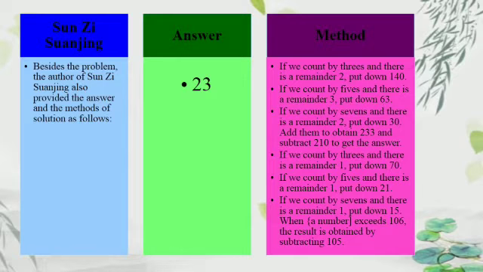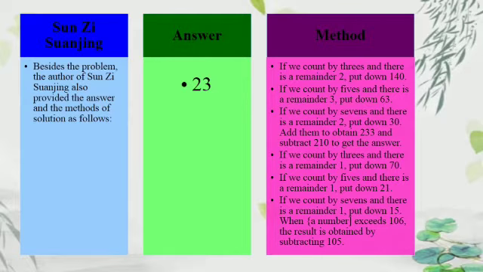Besides the problem, the author of Sunzi Suanjing also provides the answer and the method of the solution. The answer is 23, and we use this method. If we count by 3 and there is a remainder 2, put down 140. If we count by 5 and there is a remainder 3, put down 63. If we count by 7 and there is a remainder 2, put down 30. Add them to obtain 233 and subtract 210 to get the answer.